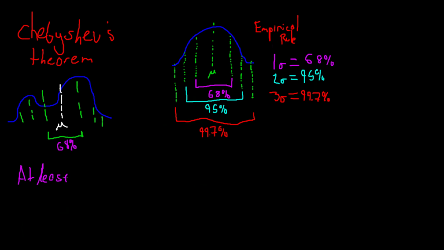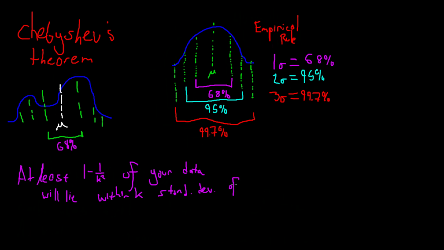At least 1 minus 1 over k squared of your data will lie within k standard deviations of the mean. So at least 1 minus 1 over k squared of your data will lie within k standard deviations of the mean.